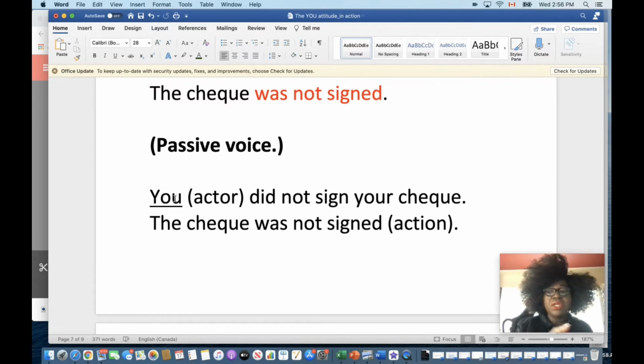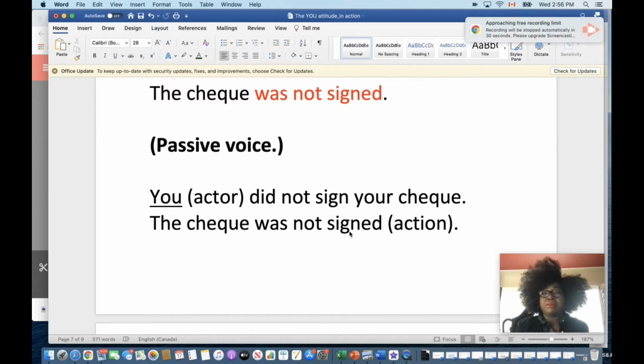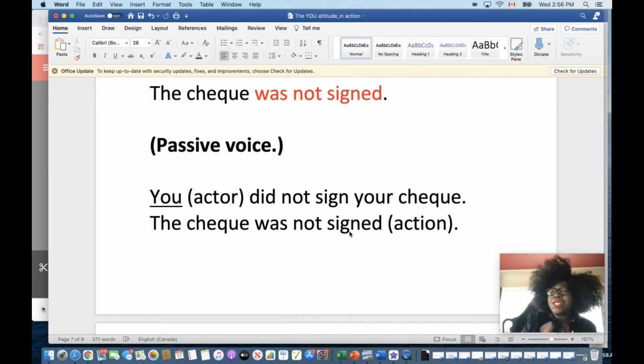So you did not sign your check. As against, the check was not signed. That's passive because there's no actor. And the emphasis is on the action. See, the action, the check was not signed. Whereas you didn't sign. Apart from blaming, it is the active voice. But this is one of the times when we say, don't use the active voice whenever it's negative.